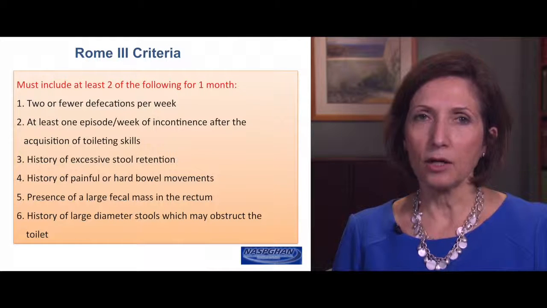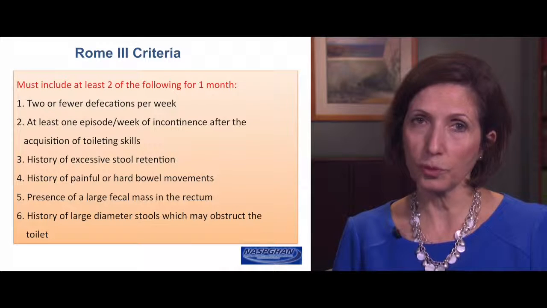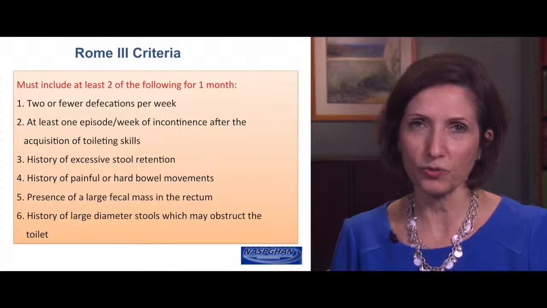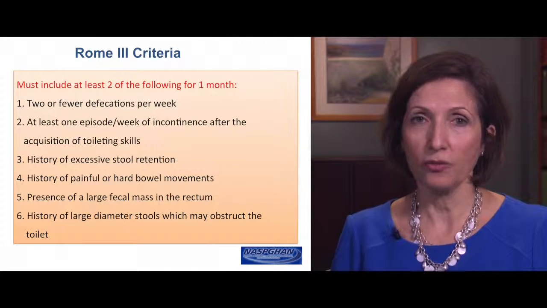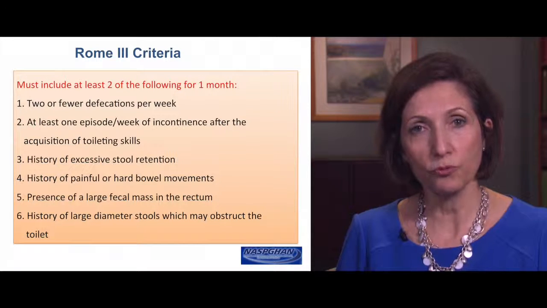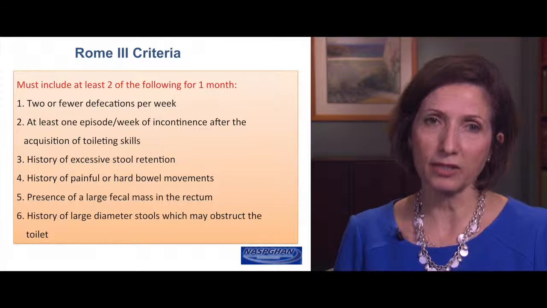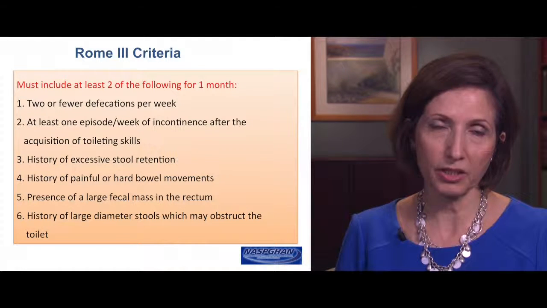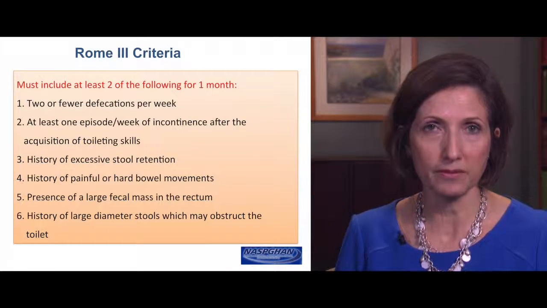So the 6 items are, the first is 2 or fewer defecations per week. At least 1 episode a week of fecal incontinence after the acquisition of toilet training. Then, history of excessive stool retention, history of painful or hard bowel movements, the presence of a large fecal mass in the rectum on exam, or a history of large bowel movements possibly obstructing the toilet. So these are the Rome 3 criteria. Patients should meet 2 of these criteria for at least a month.